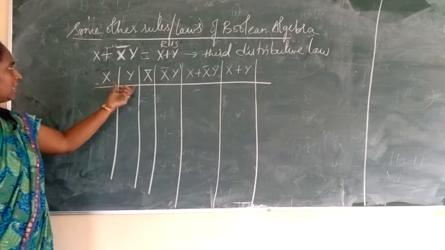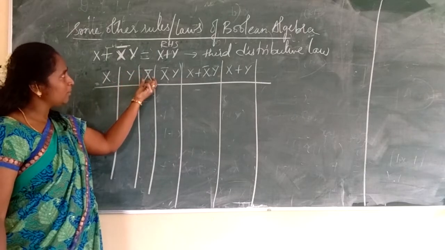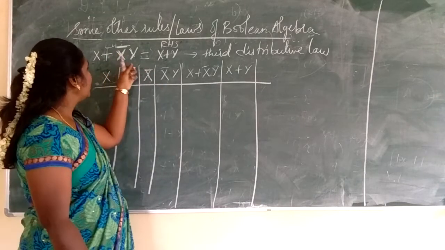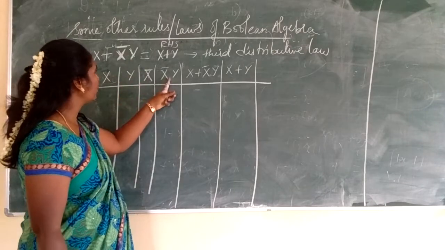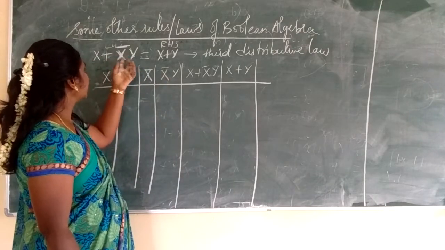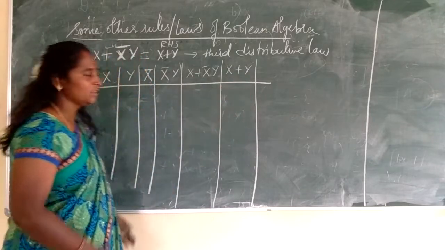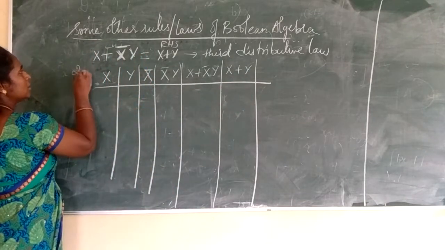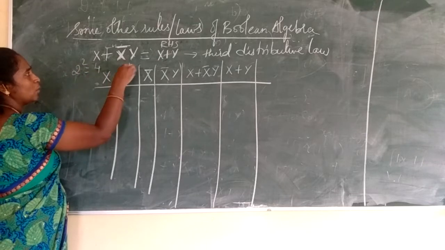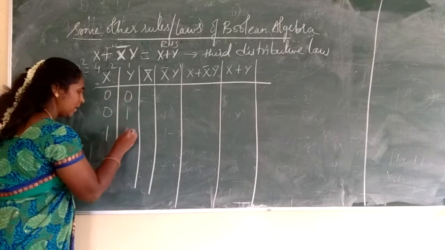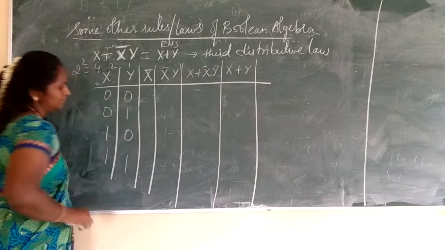Here, first we have taken x and y. Next, the complement: you see for which it is complemented. Only x bar is being complemented. Now multiply this x bar with y, giving x bar y, and add these two, x plus x bar y, and that should be equal to x plus y. So the possible combinations are 2 squared, that is 4: 0 0, 0 1, 1 0, 1 1.